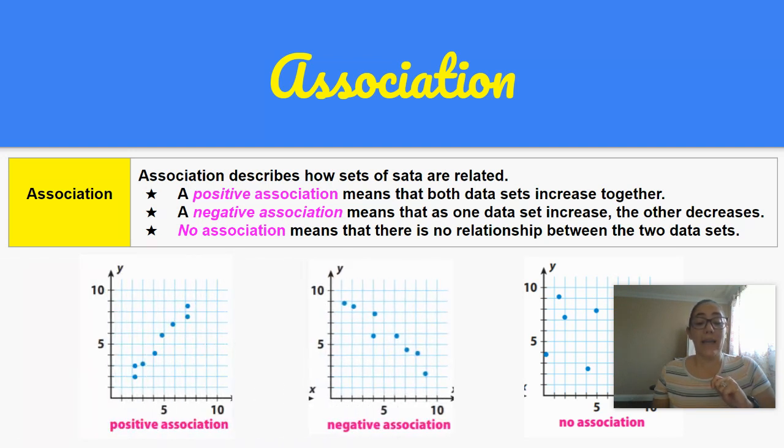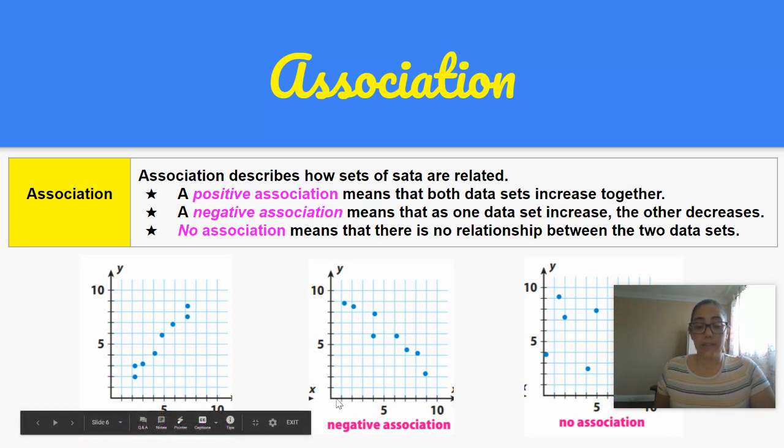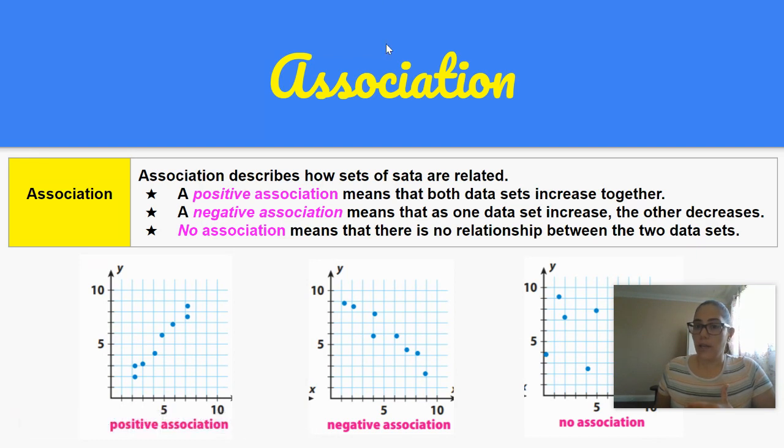And negative association looks kind of like a negative slope. It doesn't have to be linear or in a straight line, but notice that overall, as your x variable increases, as this number gets larger, the y value gets smaller. And again, no association: it's hard to see here, but there's a bunch of data just randomly on the graph. So scatter plots and association are needed in order to do today's lesson.